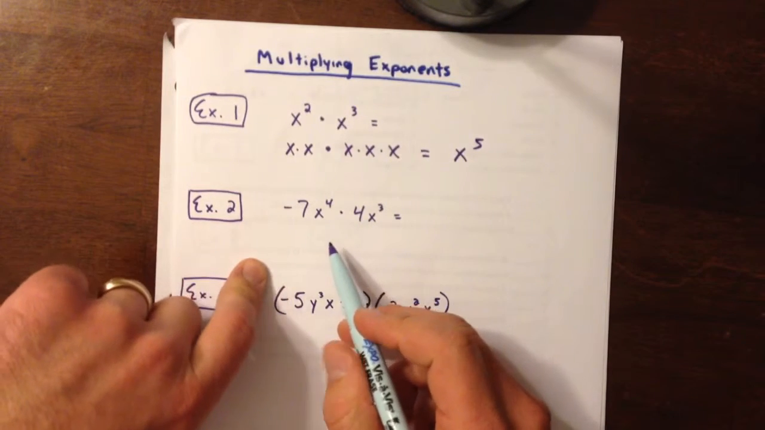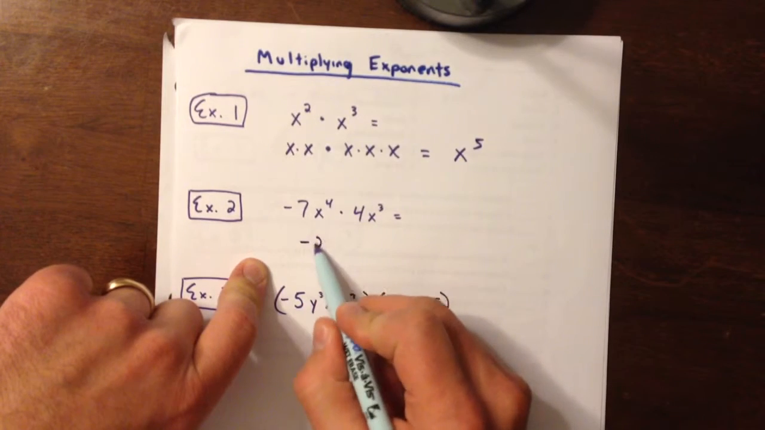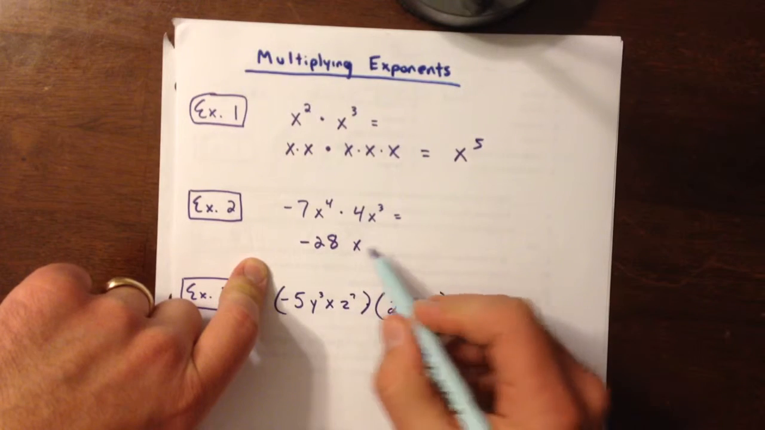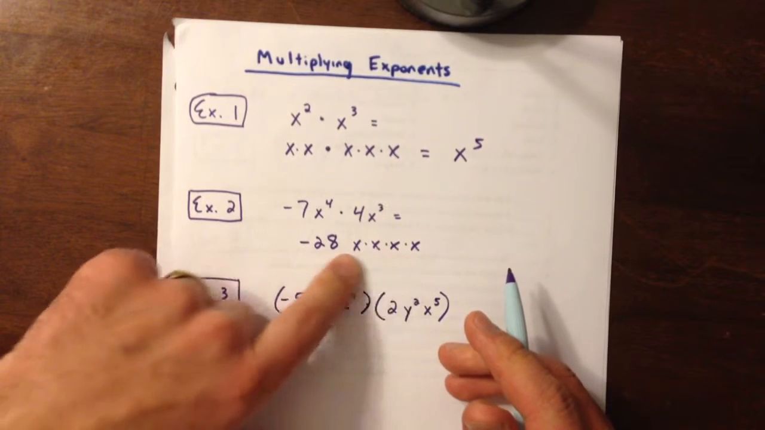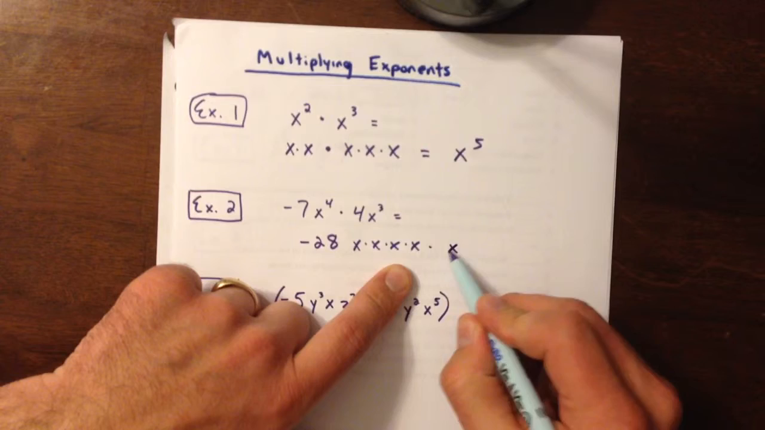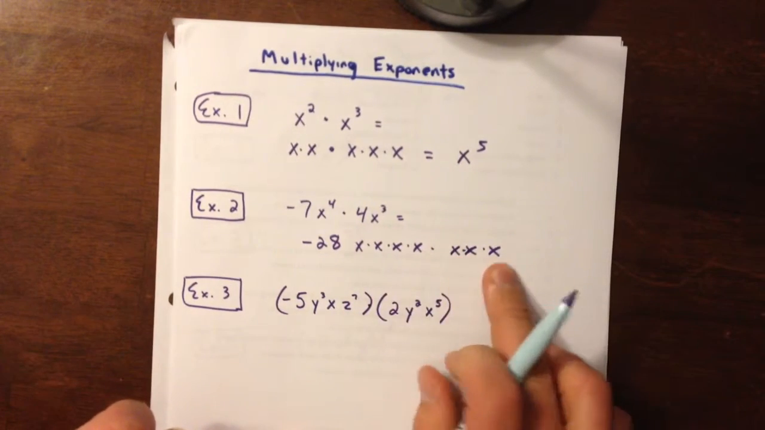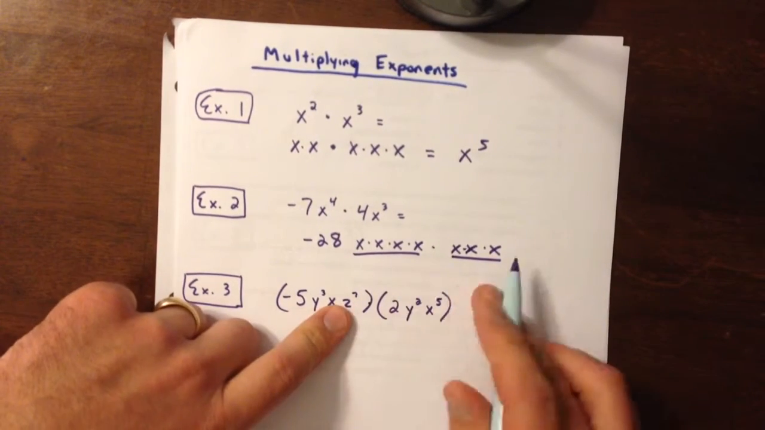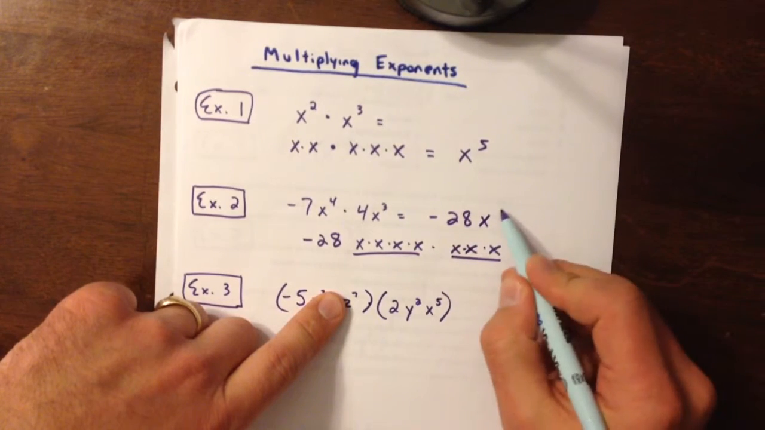But if I completely forgot that, I know I can do the negative 7 times 4, that's negative 28. And then x to the 4th is really x expanded out, multiplied by itself 4 times. And then x to the 3rd is really x multiplied 3 times. So I have 4 of them here, I have 3 of them there, so I have 7 altogether. So this is negative 28 x to the 7th.